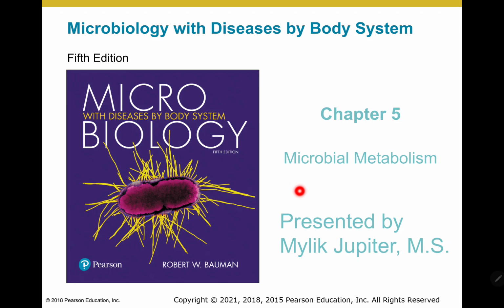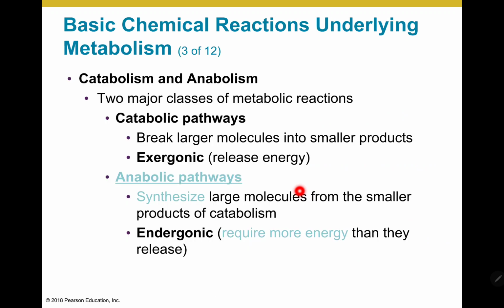Chapter 5, Microbial Metabolism. So, understanding that metabolism is the sum of all chemical reactions in the body, we have two major classes of metabolic reactions: catabolic pathways and anabolic pathways. Catabolic pathways release energy because they break larger molecules into smaller ones. So you're breaking down something. As opposed to anabolic, where you're synthesizing something. So you're using energy to synthesize a larger molecule from smaller ones.